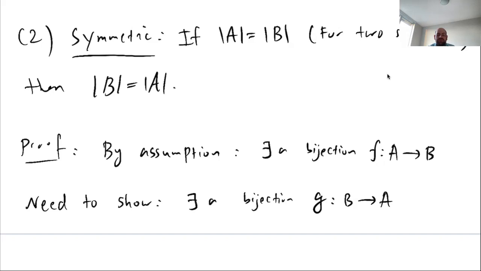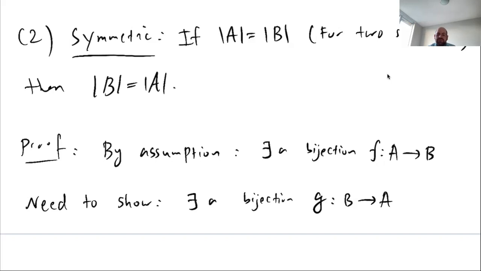We can define G as F inverse. F inverse, first of all, exists, an inverse function for F, because F is 1-to-1. Why is it 1-to-1? Because F is a bijection, and bijection means 1-to-1 and onto. All right, so F is invertible.